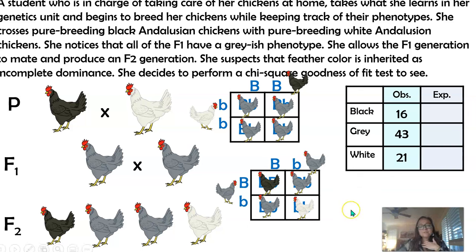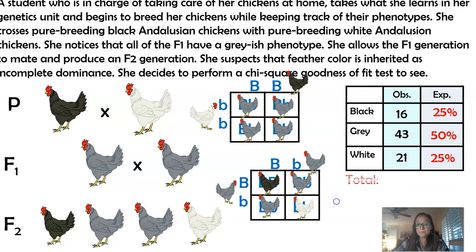So now our job is to calculate the expected. Out of the four possibilities inside the F2 Punnett square, there's a one out of four chance that the offspring is going to have black feathers, so about a 25% chance. Two out of the four will have gray, so about a 50% chance. And then one out of four will have white feathers, about a 25% chance. So now we know the percentages of what should happen. So let's actually calculate that expected.